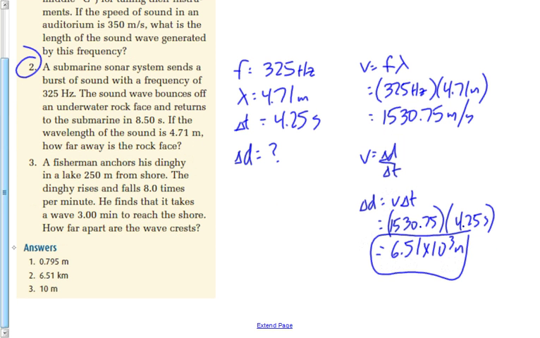Let's take a look at number 3. A fisherman anchors his dinghy in a lake 250 meters from the shore. The dinghy rises and falls 8 times per minute. He finds that it takes the wave 3 minutes to reach the shore. How far apart are the wave crests? In other words, what's the wavelength of the wave?